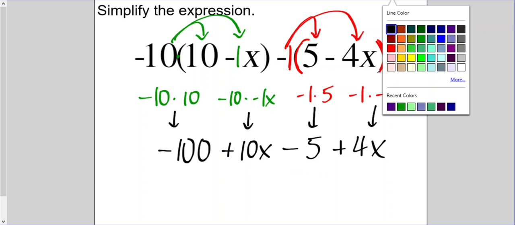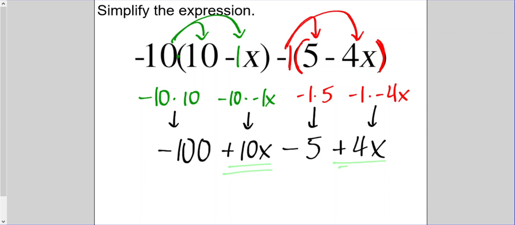And my last step, I'm going to combine like terms. So I have 10x plus 4x. Those have the same variable and the same exponent. There's really an imaginary 1 there. That's not going to matter so much because I don't have any other variables in these terms, but they need to have the same variable and same exponent. That allows me to add their coefficients together.